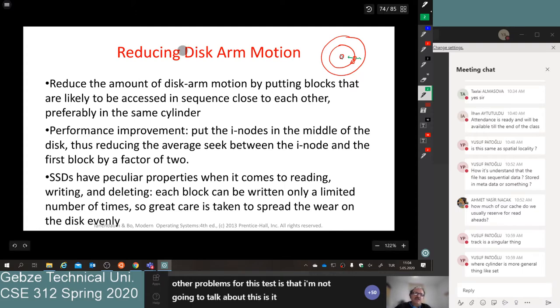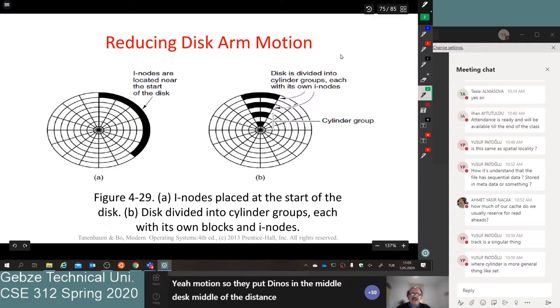These are the problems for the SSDs that I'm not going to talk about right now. I'm talking about the disk arm motion. So put the inodes in the middle of the disk. That's one idea. The other idea is this.